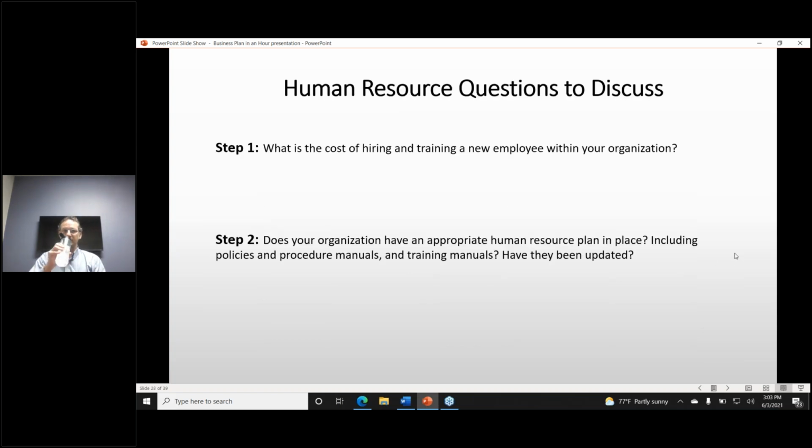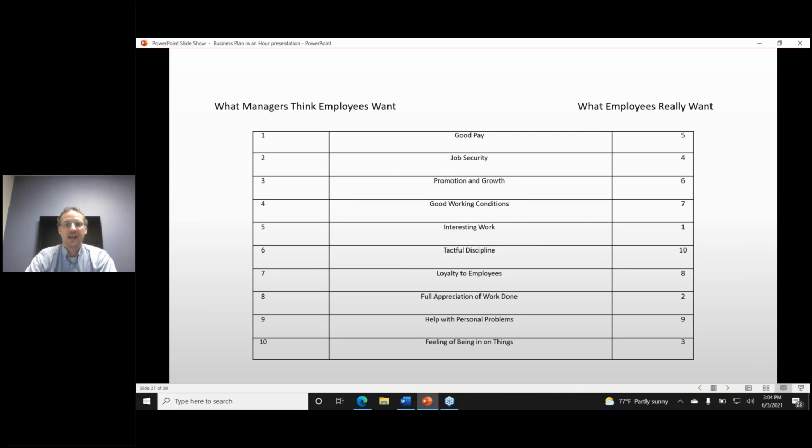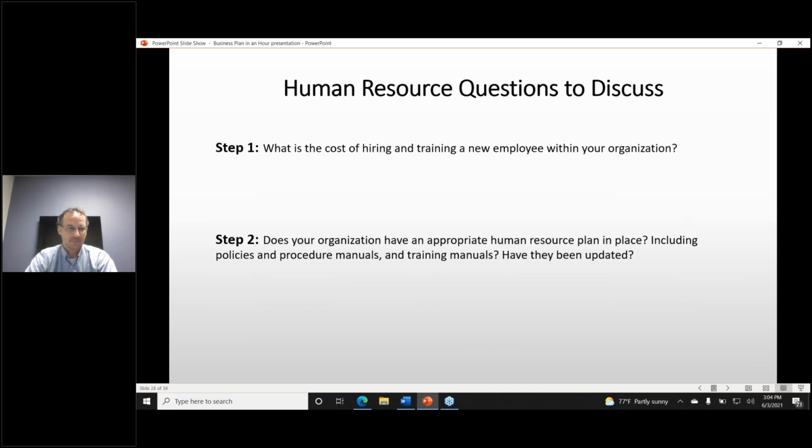So human resources. Excuse me. What is the cost of hiring and training a new employee within your organization? I've seen numbers all over the place, but it's going to cost you 1.5 times more to hire a new employee than it is to retain an existing employee. So all the more reason to understand Kenneth Kovach's research.